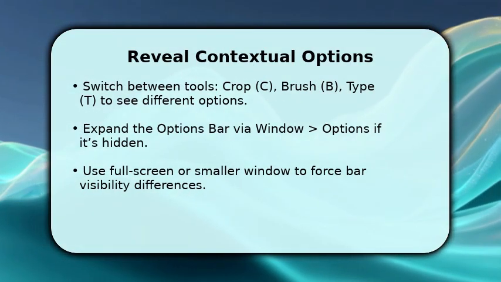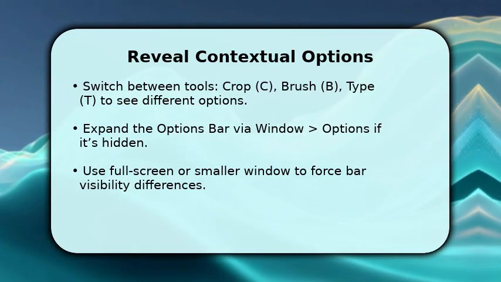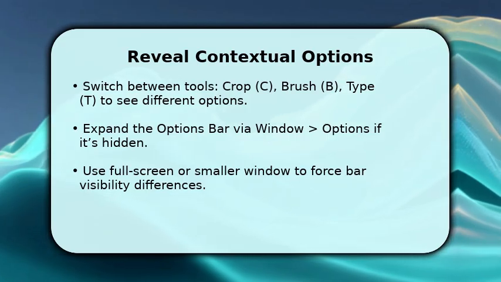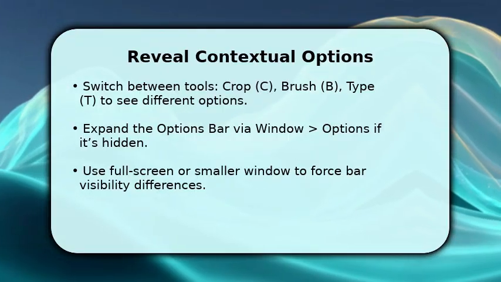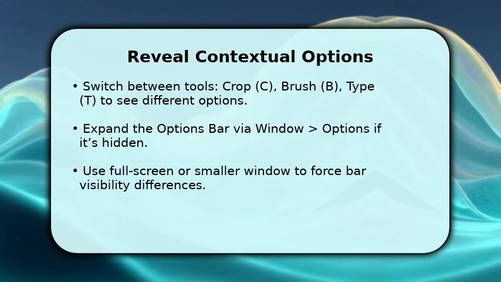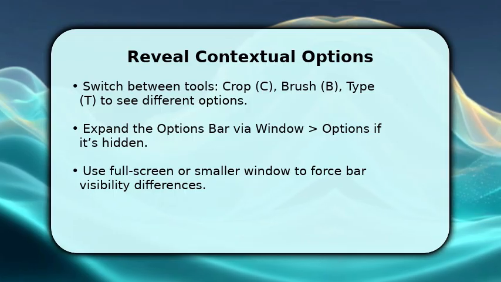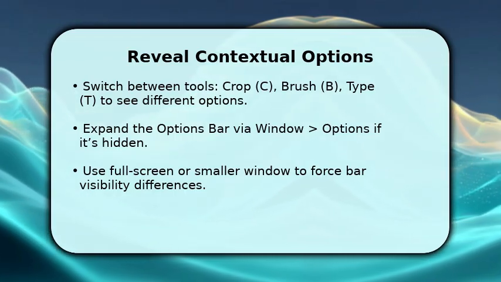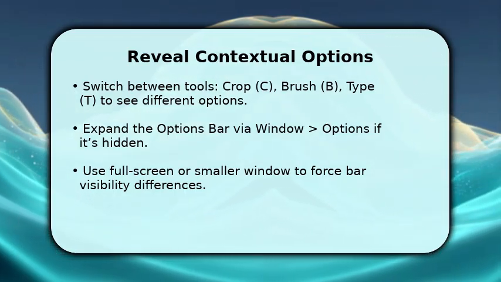Click the brush B to show size, hardness, and mode options in the Options bar, then try Type T to display font controls. If options aren't visible, go to Window and check Options to toggle the bar. Once done, change document zoom or screen size. Photoshop sometimes collapses controls. Adjusting window dimensions forces the bar to reflow. This helps you understand why different tools present unique contextual settings.